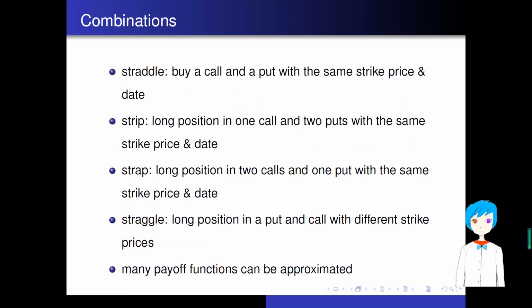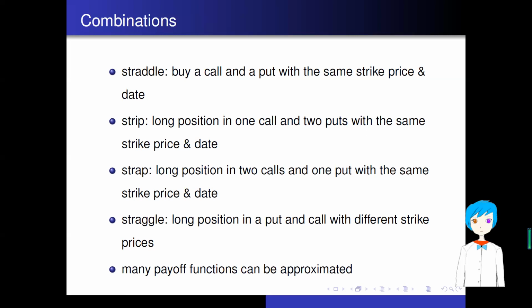We have some further combinations of different trading strategies for options. For instance, we have a straddle, which is to buy a call and a put with the same strike price and date. We have a strip, which is a long position in one call and two puts. We have a strap, which is a long position in two calls and one put.